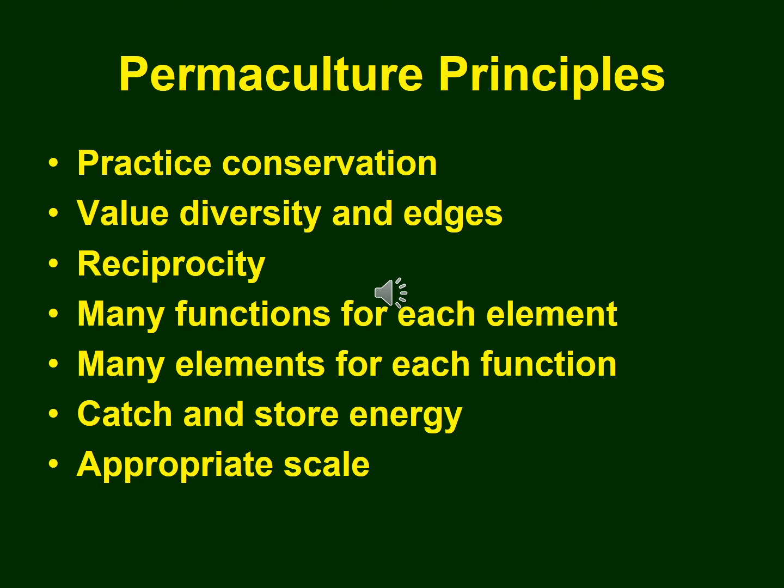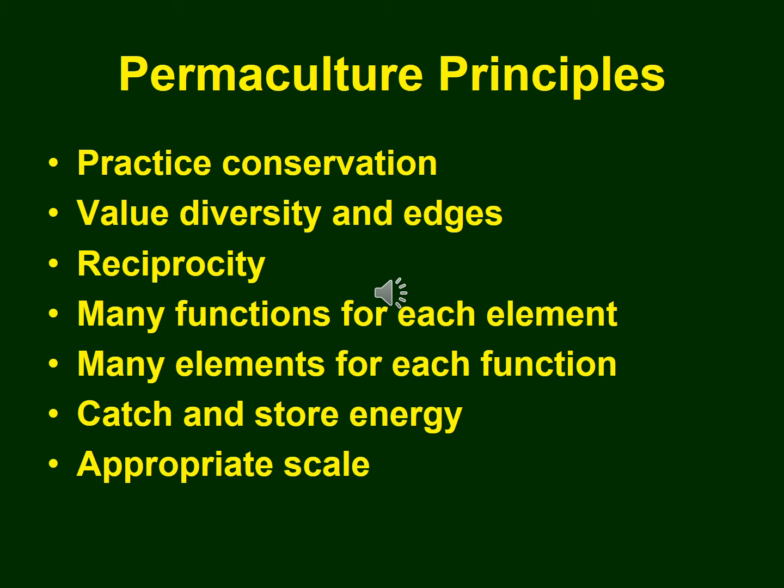You might have a small rainwater catchment off your roof. You might have municipal water that you can use too. You might have a pond that catches runoff, and you might have a water tank or a cistern. In other words, a number of different ways that you use and conserve water. You could add gray water into that too. So that's valuing diversity and edges.